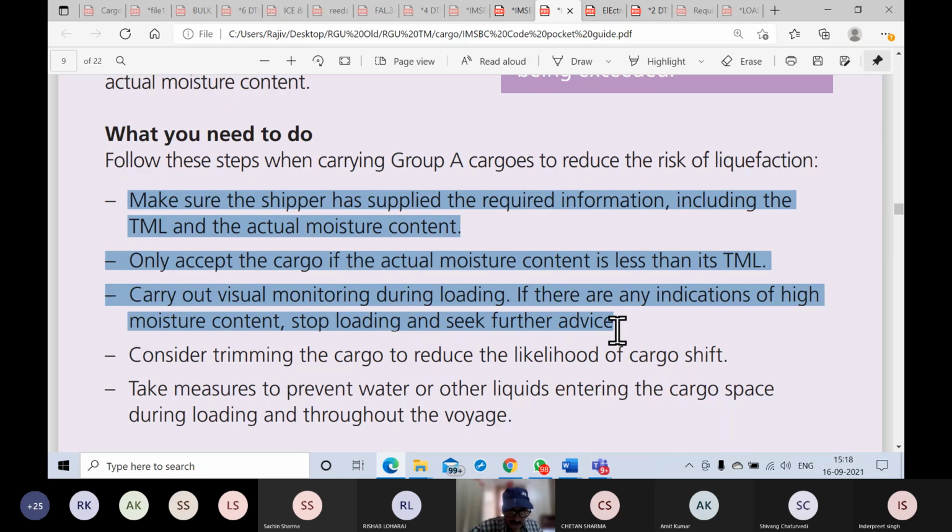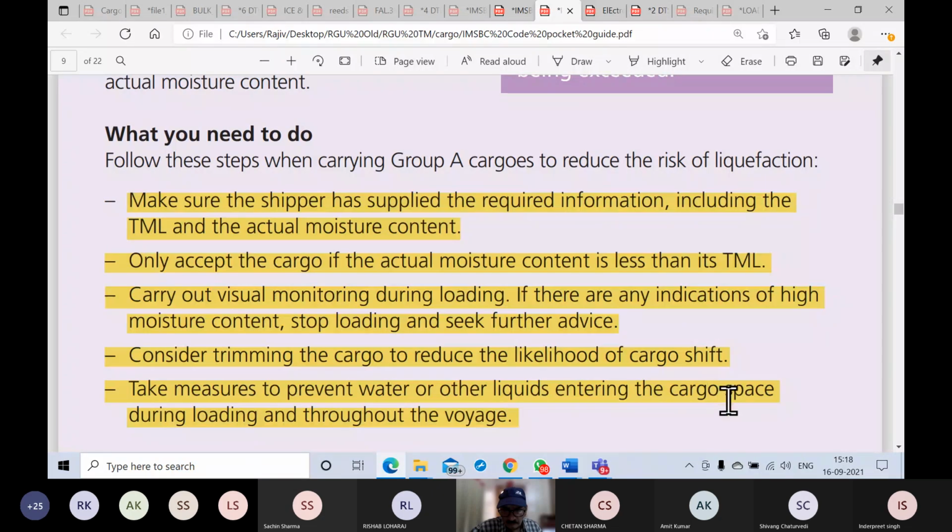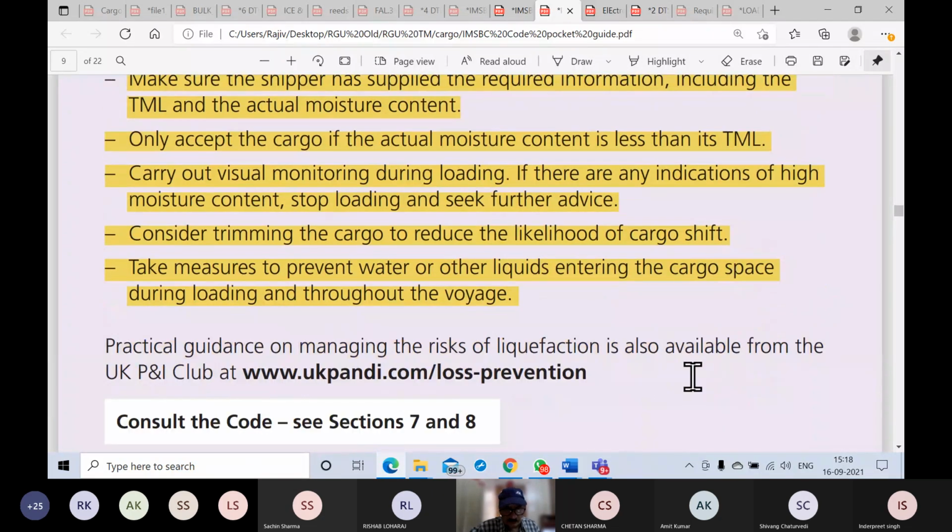In any case, consider trimming prior to sailing out to reduce the likelihood of cargo shift. If you are suspecting, then you have to take all measures to prevent any liquid entering the cargo space during loading and throughout the voyage. These are some precautions you will take.